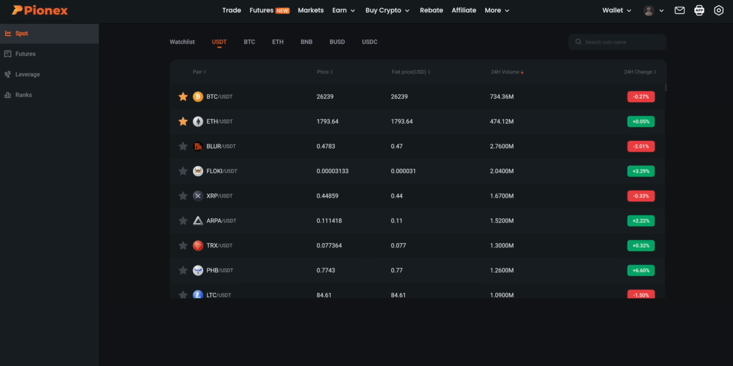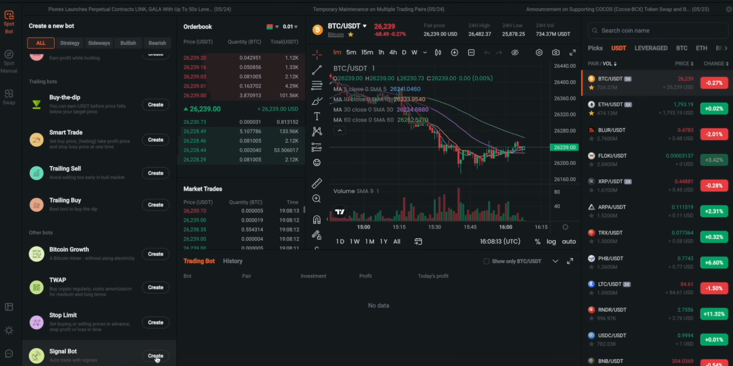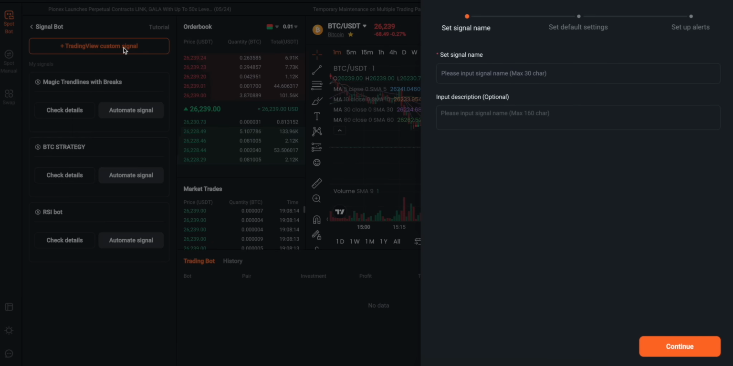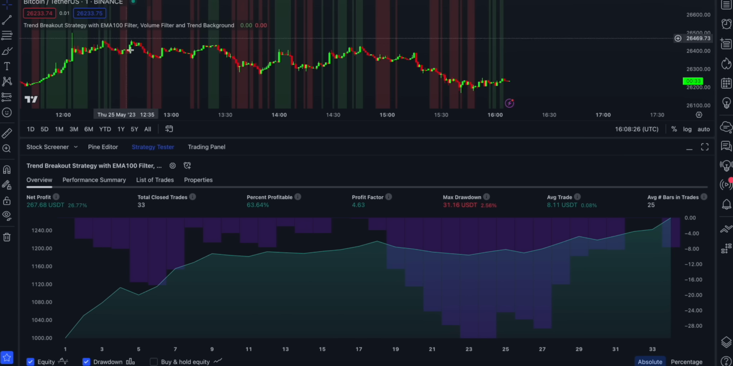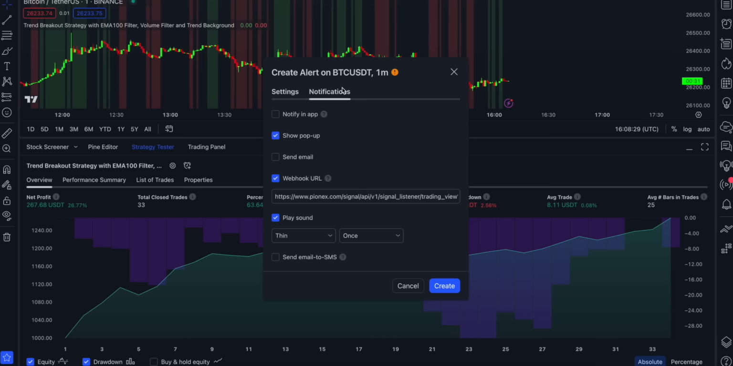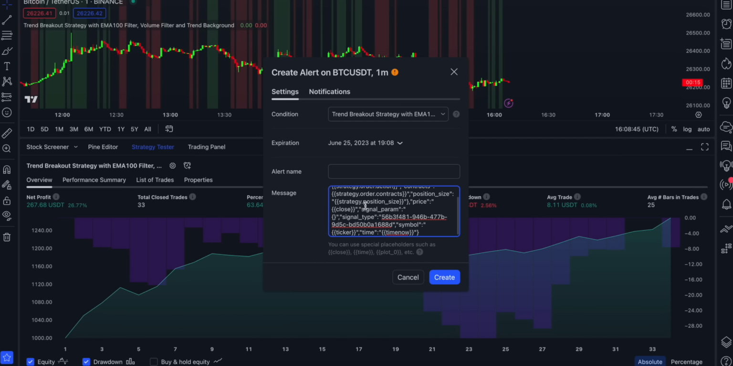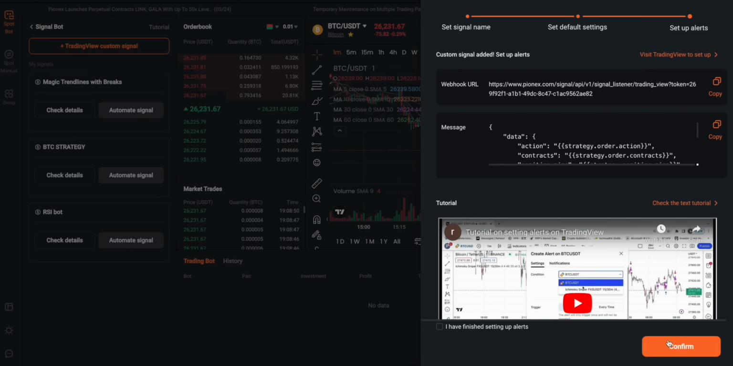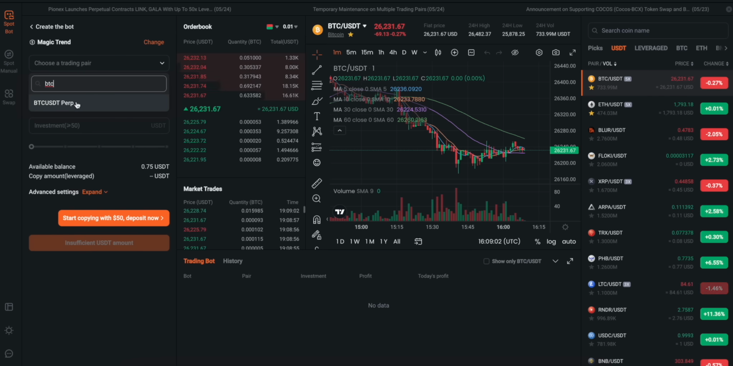First, register on Pionex.com and navigate to the Trade menu. Scroll all the way down and click on Create a Signal Bot. Then click on Add a TradingView signal. Write the signal name and description if necessary. In the last step, you will find a webhook URL and the message. Copy the webhook URL. Return back to TradingView and open the strategy's alerts. Go to Notifications and enable the webhook URL. Paste the link you copied into the field below. Then copy the message and paste it into this field. Create an alert. Finish the setup on Pionex by selecting the trading instrument, leverage, and initial investment. Great! Now you have a fully customizable and profitable trading robot.